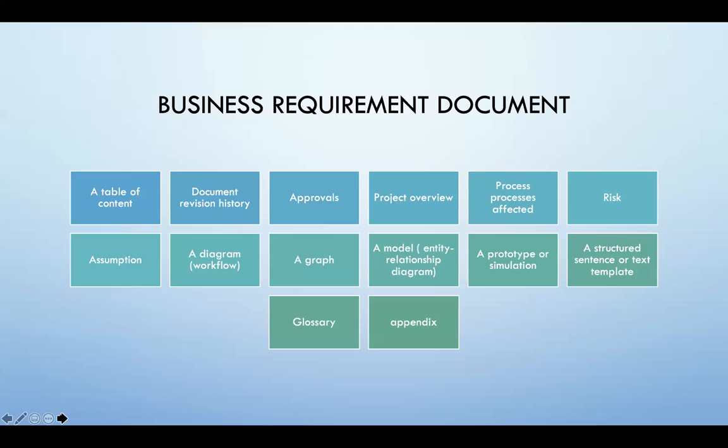And let me show you guys something here real quick. A business requirement document will typically have a table of contents, document revision history, approvals, project overview, and business processes affected. It's going to have a section for risks, a section for assumptions, and a section for diagrams and workflows, graphs, models, prototypes, a glossary, and an appendix. It's going to have all these kinds of details in there.